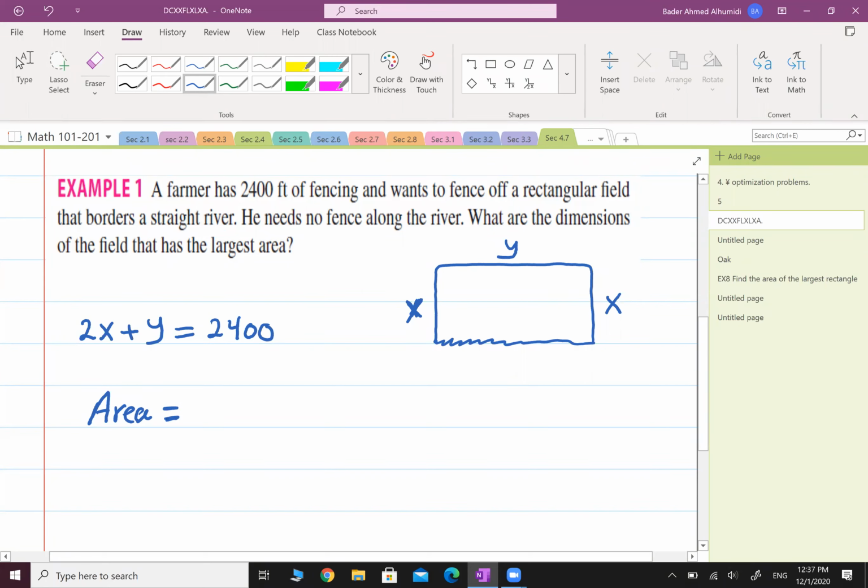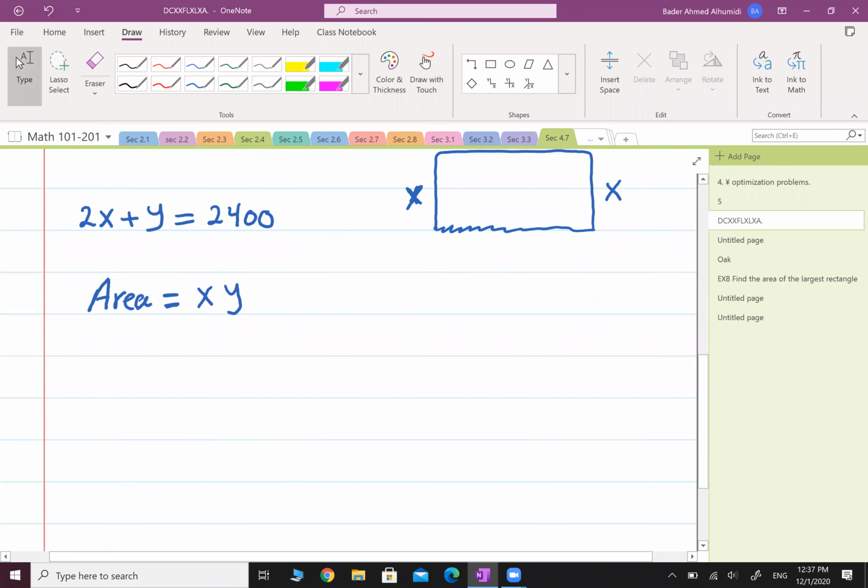What is the area of a rectangle? It is x times y, length times width. Now this implies the area in terms of x is equal to x times (2400 minus 2x). We were able to write it in terms of x only using the equation 2x plus y equal to 2400.